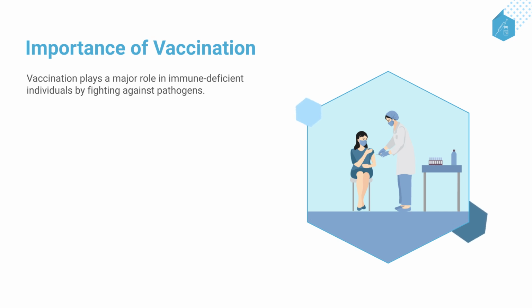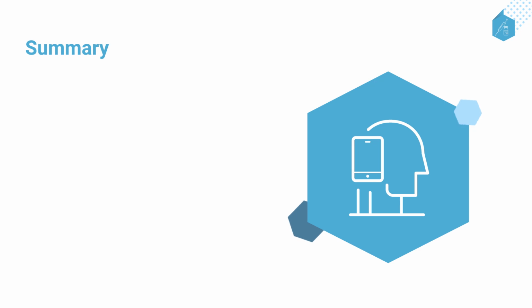Vaccination plays a major role in immune deficient individuals in fighting against microorganisms. As the incidence of dangerous pandemic diseases is invading global health, the necessity of vaccinations from childhood is very important. Knowledge on how to handle, administer vaccines, and manage the emergencies during and post vaccination is very important for healthcare professionals. Now that we have come to the end of our discussion, let us quickly summarize.